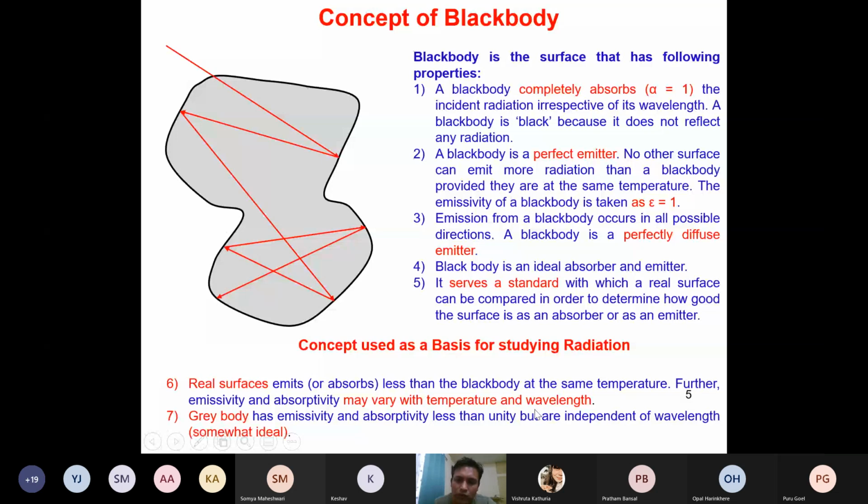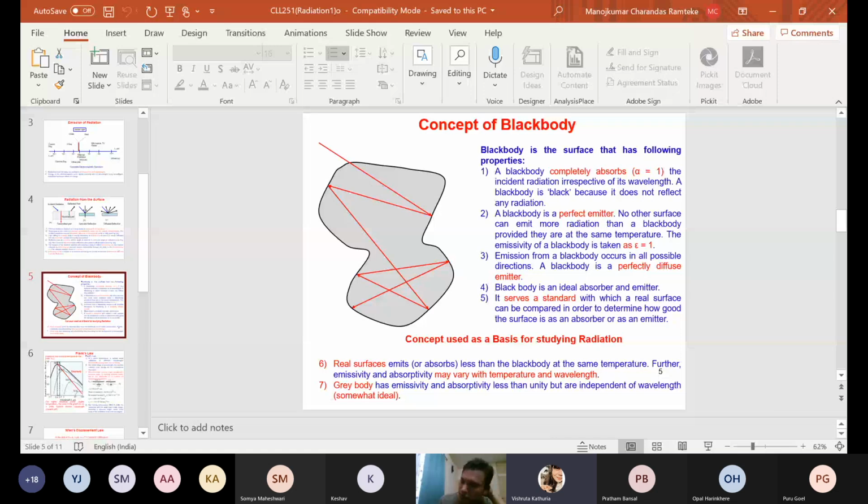Sir, I wanted to ask, will we say that a black body does not transmit any radiation as well? No, it absorbs everything. So that is why absorptivity is 1. If it is transmitting something, then absorptivity will not be 1. Remember alpha plus rho plus tau equals 1. So if alpha is 1, then the other factors have to be necessarily 0.